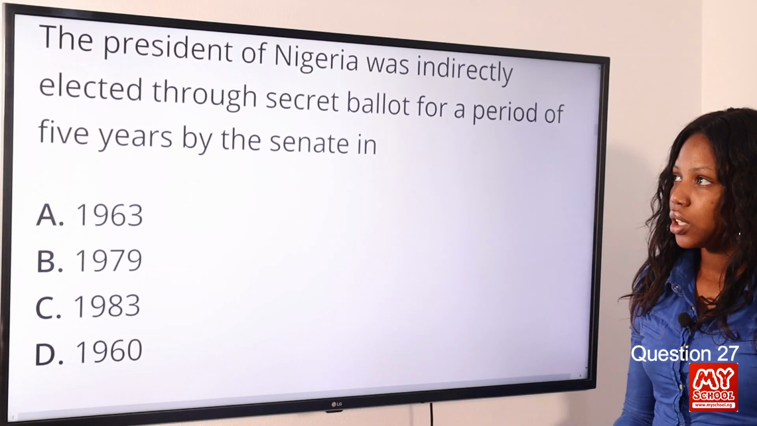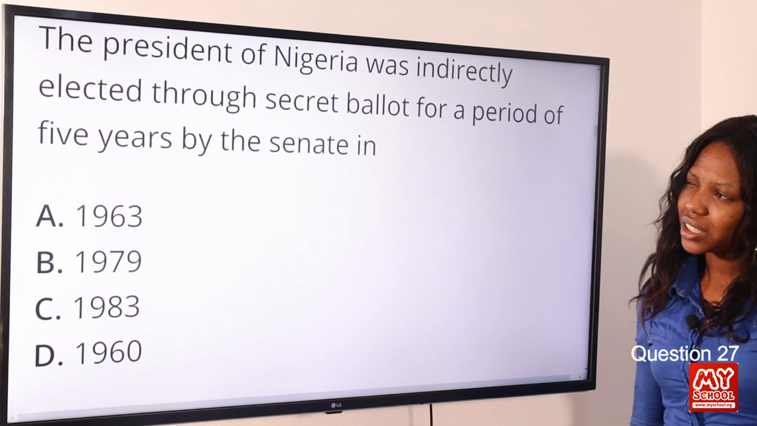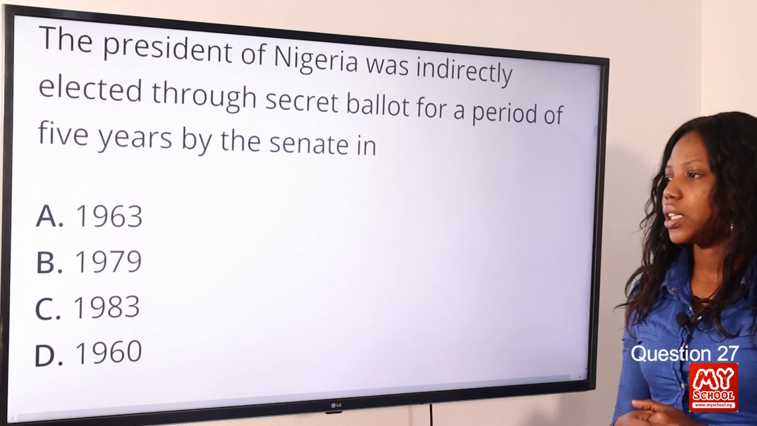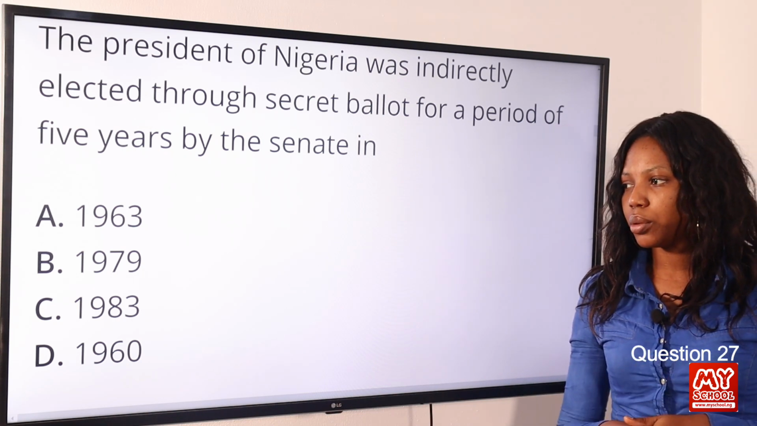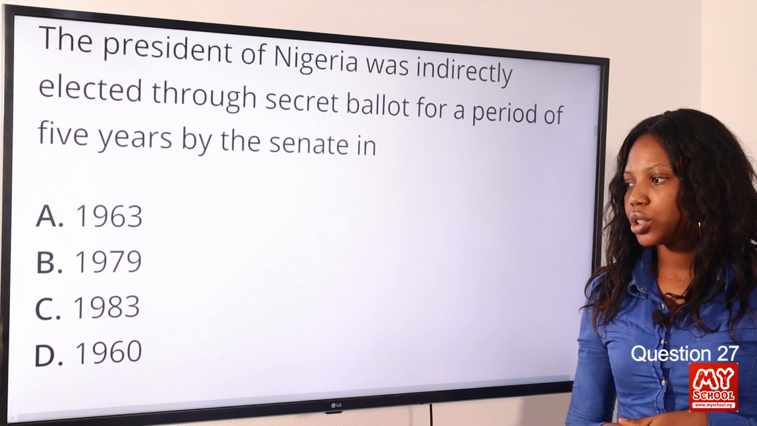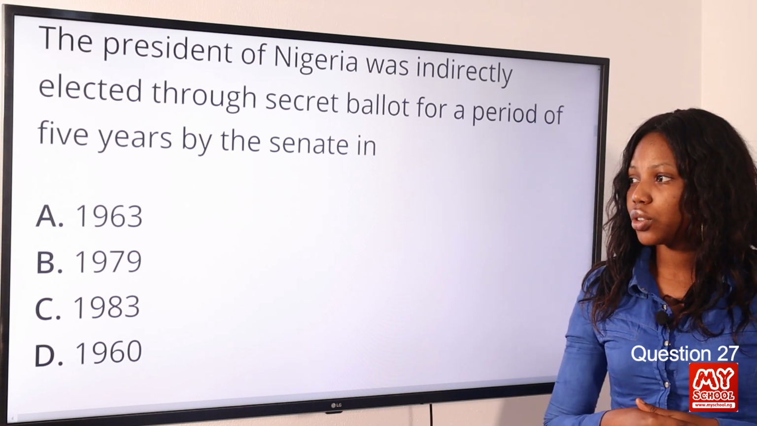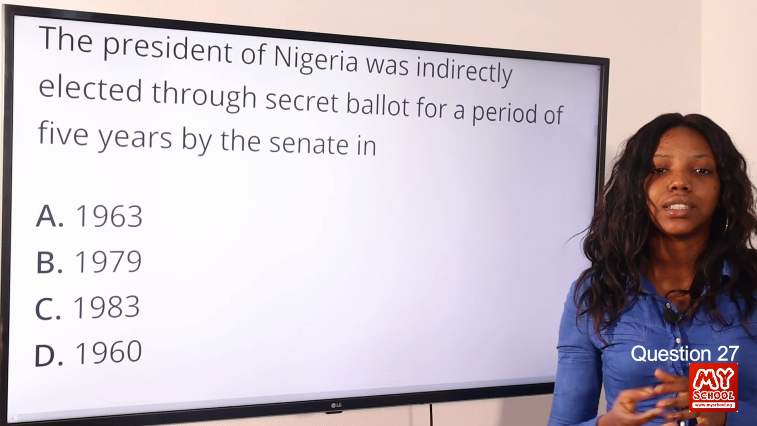Question 27. The president of Nigeria was indirectly elected through secret ballots for a period of 5 years by the Senate in: option A, 1963; option B, 1979; option C, 1983; option D, 1960. The answer to this question is option A, in 1963.